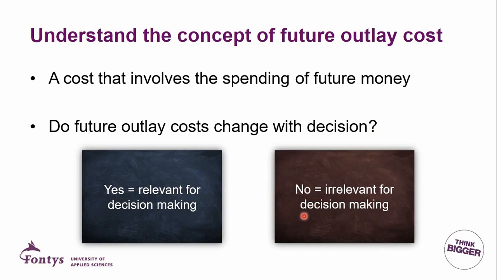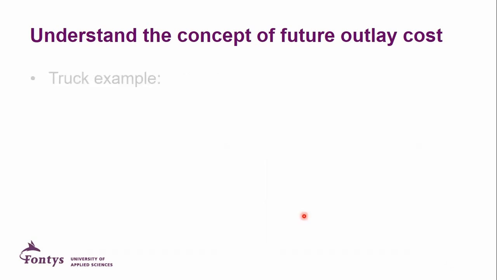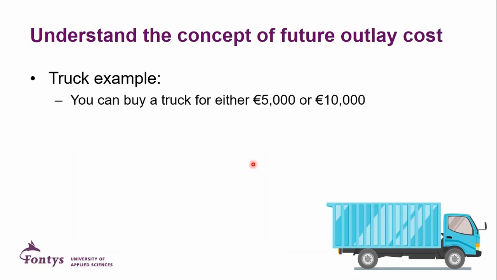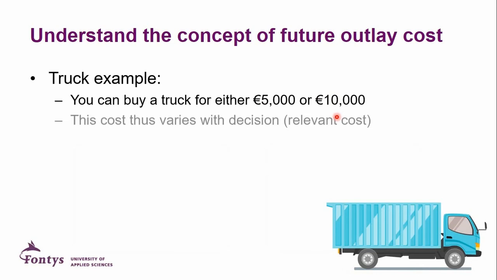And if we look at an example of this, let's say we want to buy a new truck. Let's say we are a company that needs a new truck to deliver the products to our customers. Then we can either buy this truck for 5,000 or 10,000 euro. Of course, it's going to be a different truck. One is a bigger truck, the other one a smaller truck. But basically here we can say the cost varies with the decision. It's going to be a future cost. Either we spend 5,000 or 10,000. But which decision we take will influence greatly in this case how much cost we have. So it's a relevant cost.